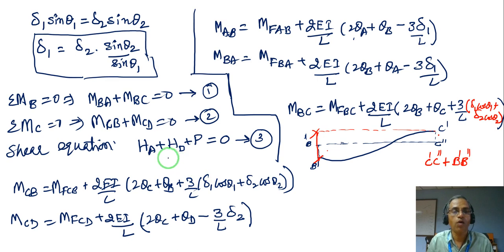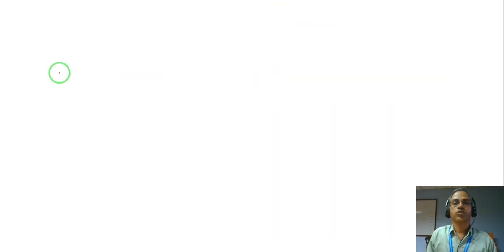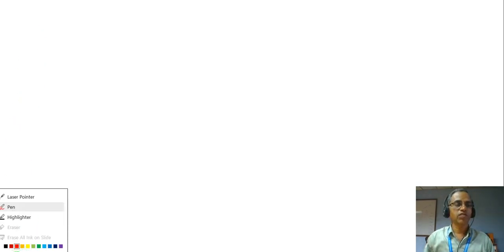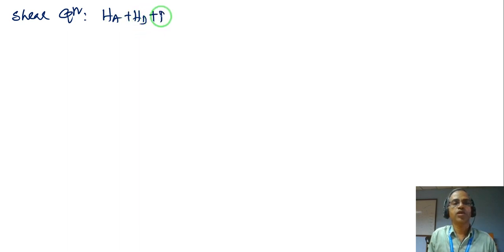Now how to understand this shear equation. What is this HA? What is this HD? As we learned previously in the portal frame with the sway case, let us understand the shear equation, which is HA plus HD plus P is equal to 0.